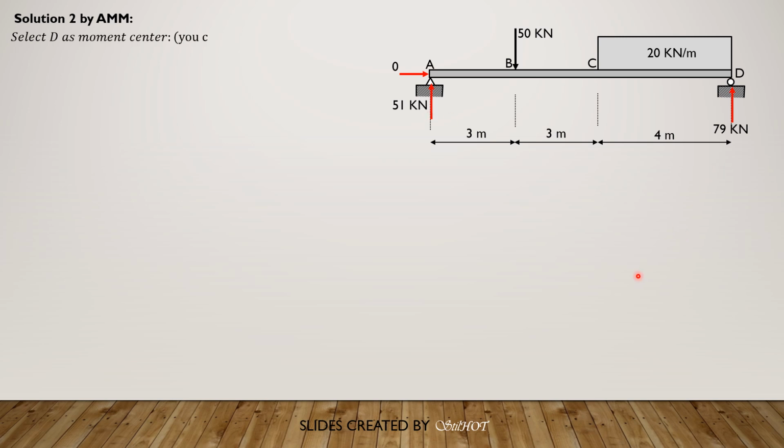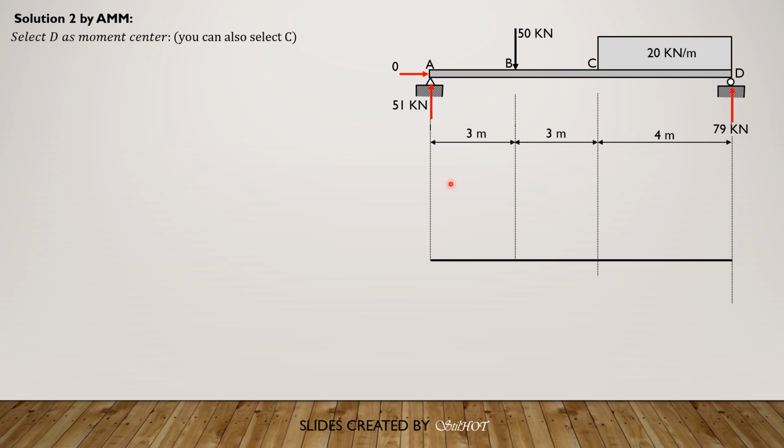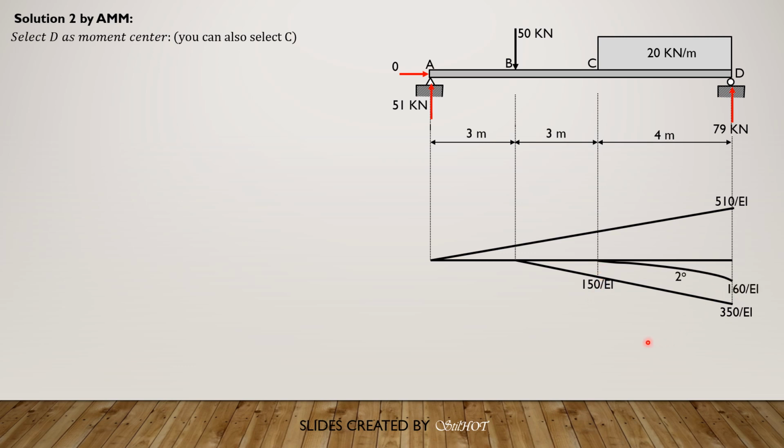So remember, these are the reactions. We have 51 times 10 is 510 over EI here. Then this is 50 times 7, 350 over EI. 20 times 4 times 2 is 160 over EI. By the way, this is 50 times 3, so 150 over EI. And this is 160 over EI, second degree. Then the value here is 51 times 3, 153 over EI. That's the expected elastic curve. This is the tangent at A.